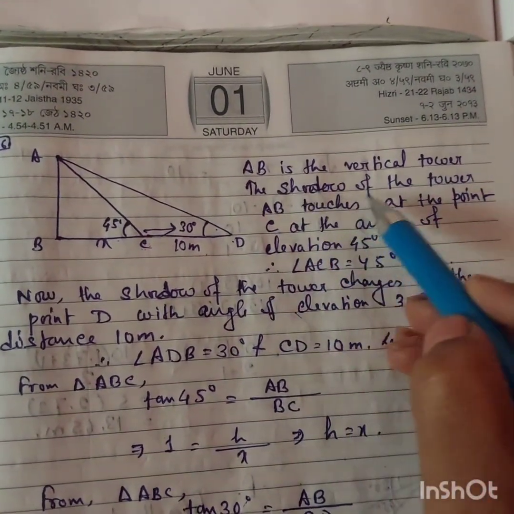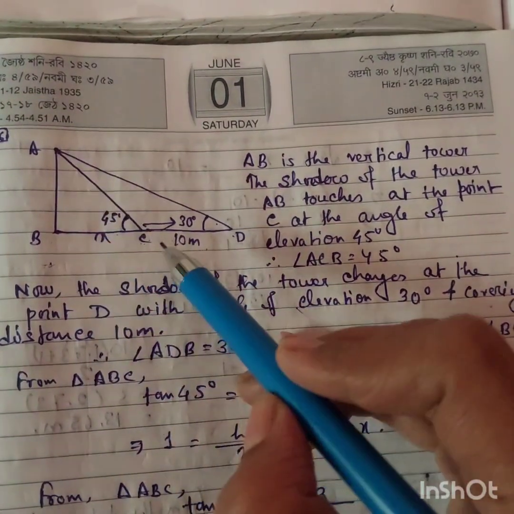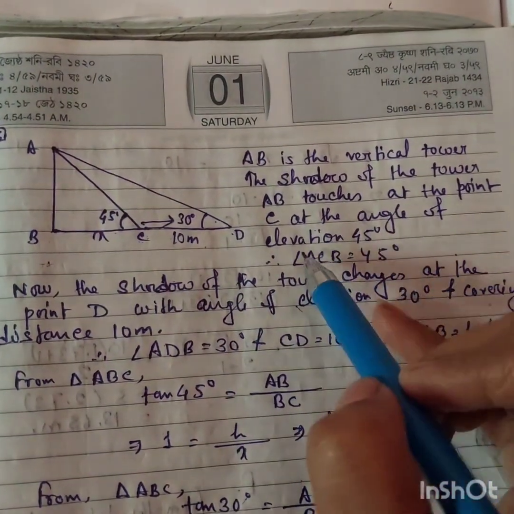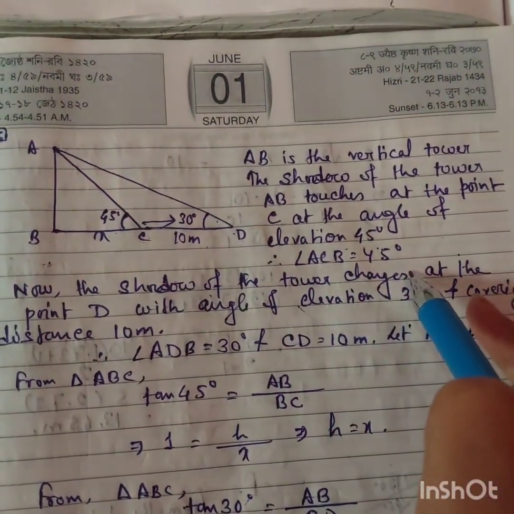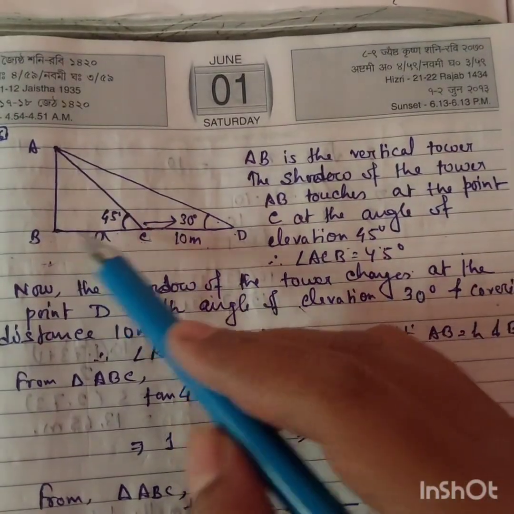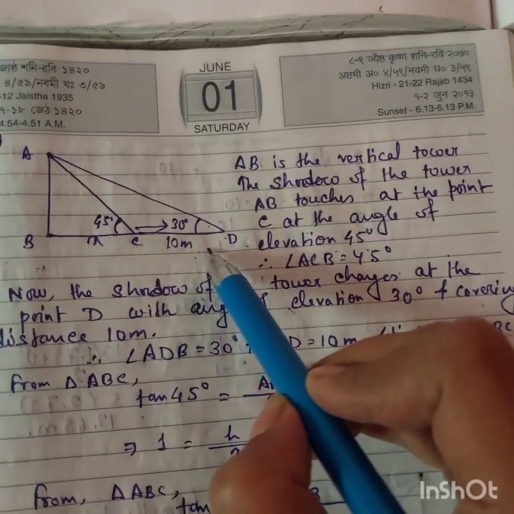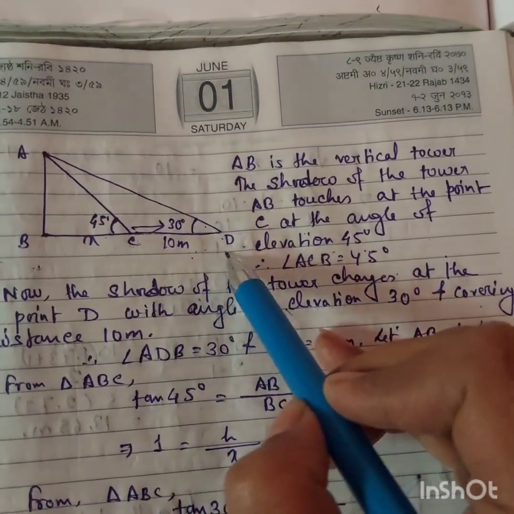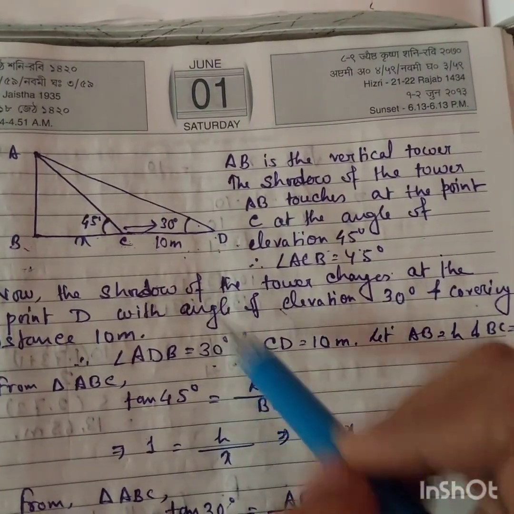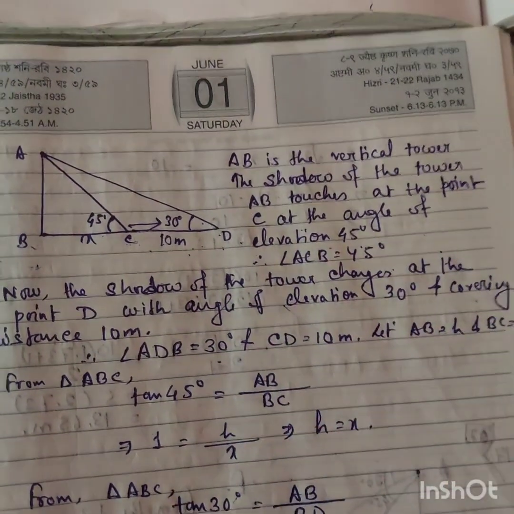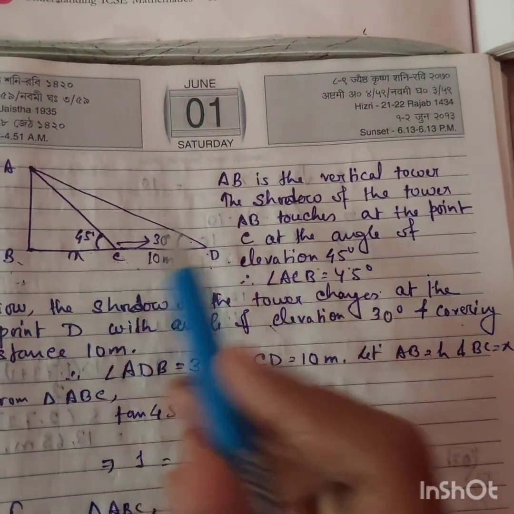AB is the vertical tower, the shadow of the tower AB reaches at the point C at the angle of elevation 45 degree. Therefore ACB is equal to 45 degree. Now the shadow of the tower changes at the point D with the angle of elevation 30 degree and covering the distance 10 meter. Therefore ADB is equal to 30 degree and CD is equal to 10 meter. Let AB is equal to H and BC equal to X.